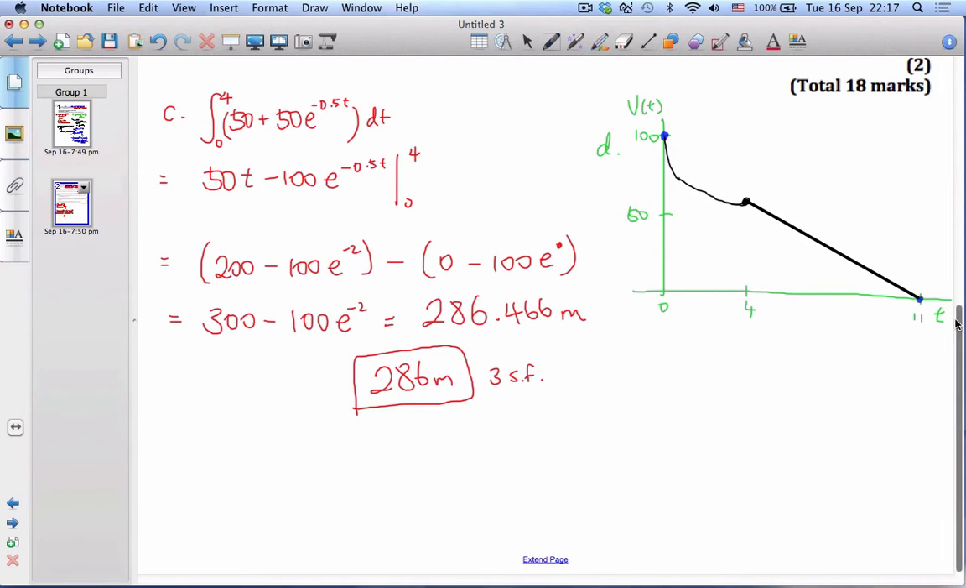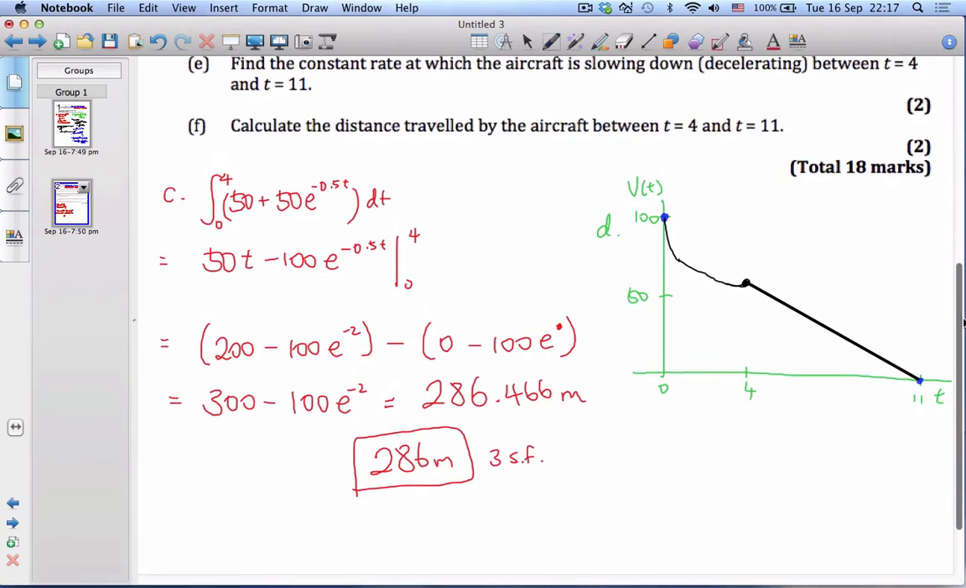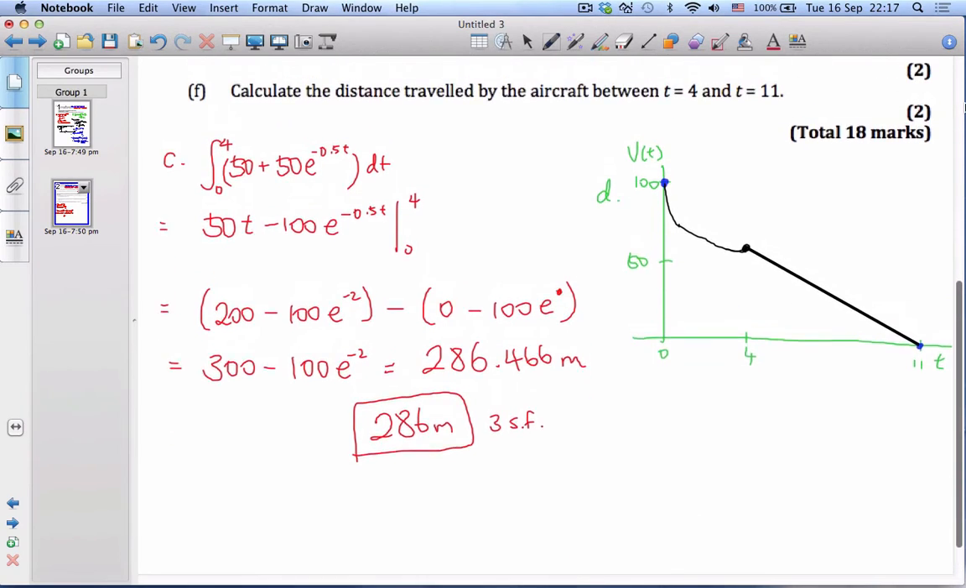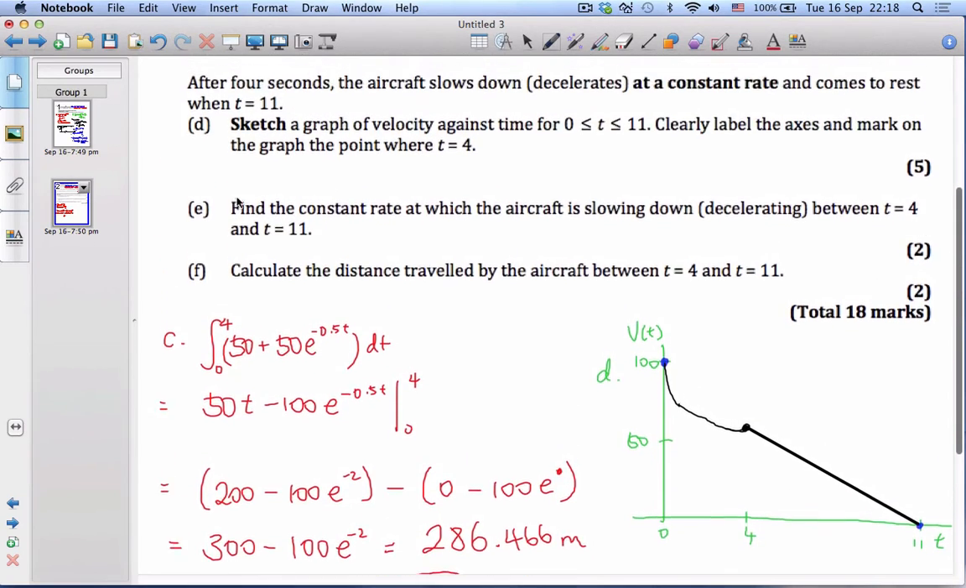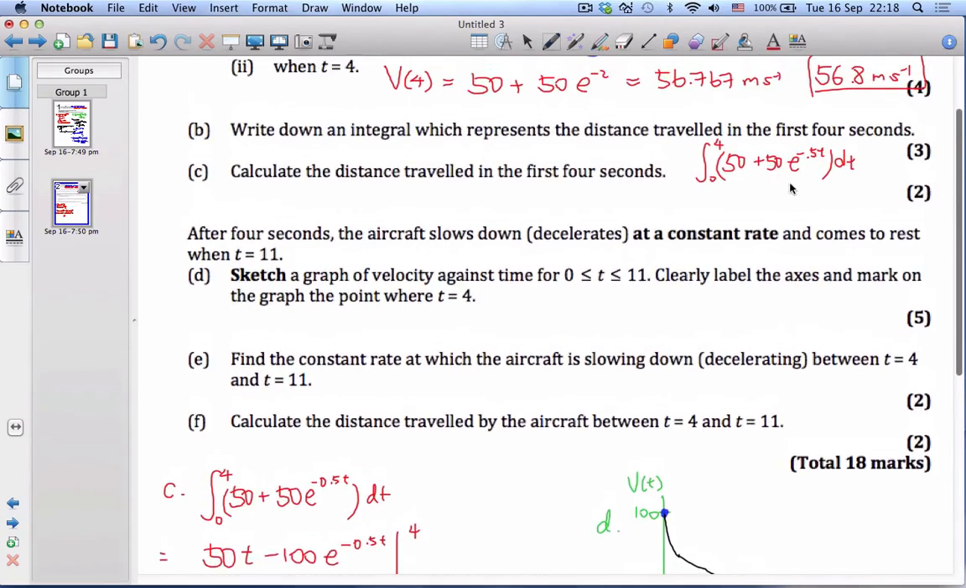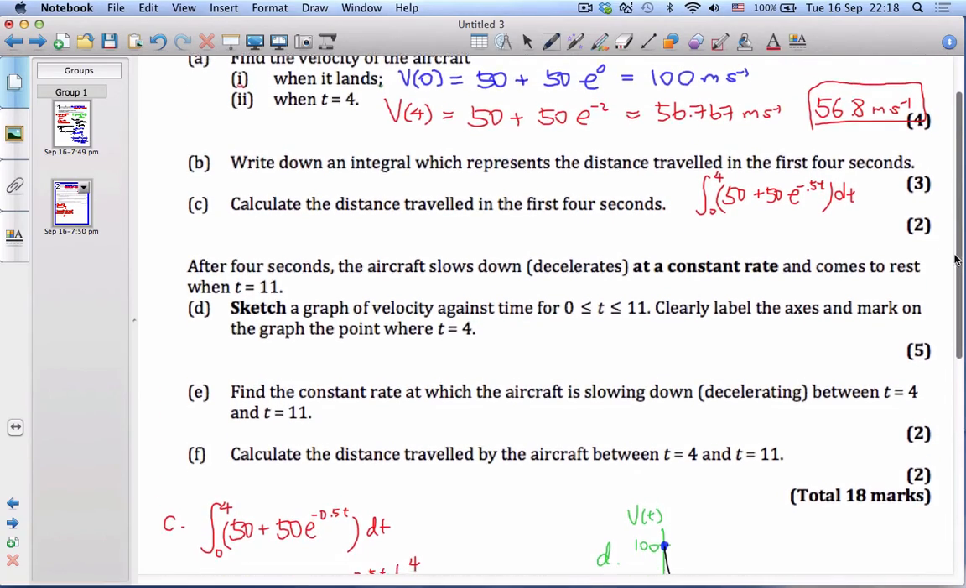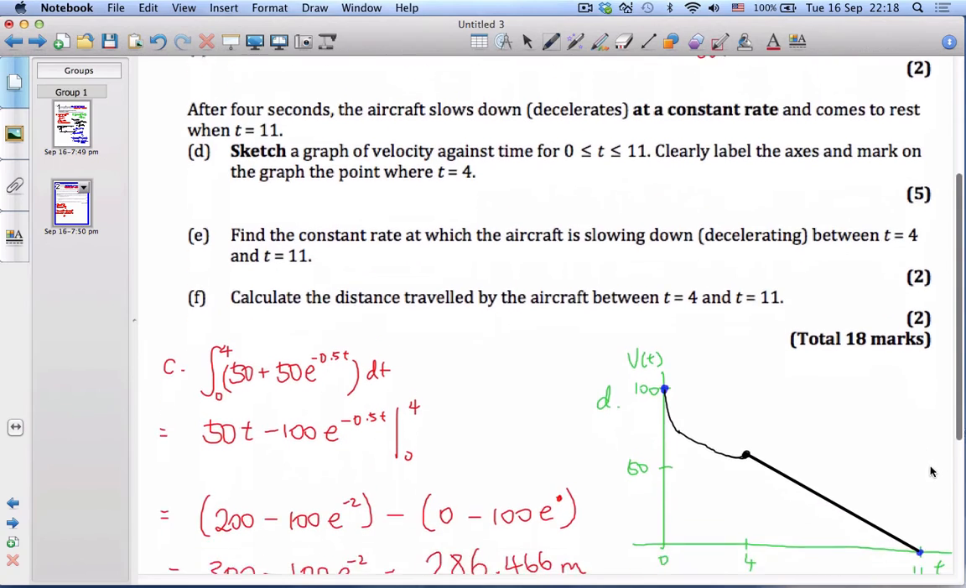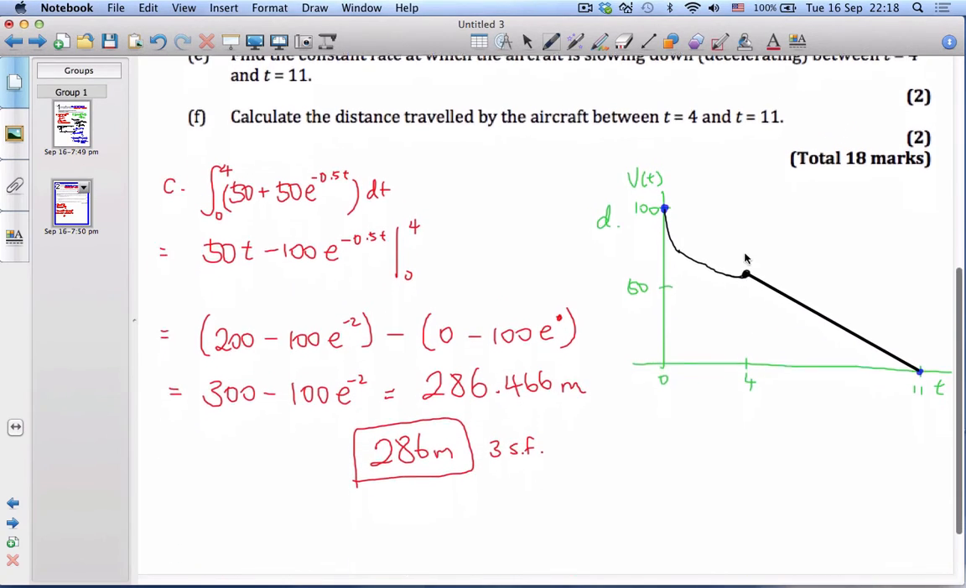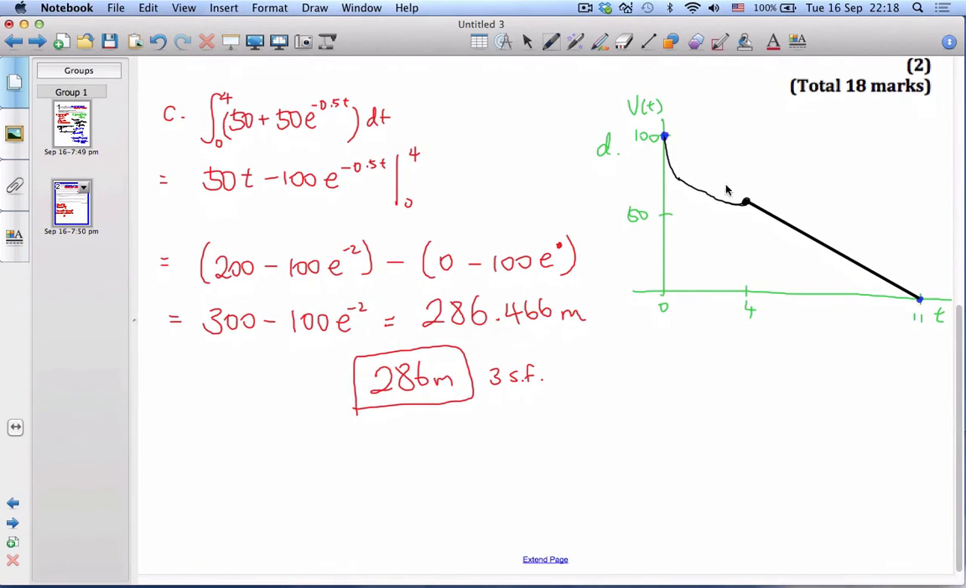What's next? Part E. Find the constant rate. Well, do we do anything else for the graph? Sketch a graph of velocity against time with clear axes and mark on the graph where the point t is 4. I think I did that. That's when t is equal to 4 and the velocity was 56.8-ish. All right, next.